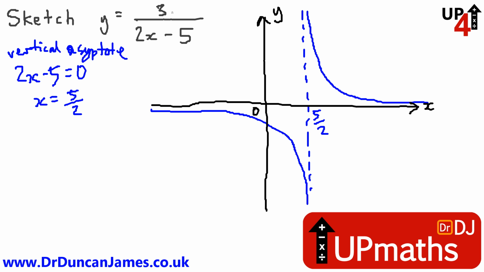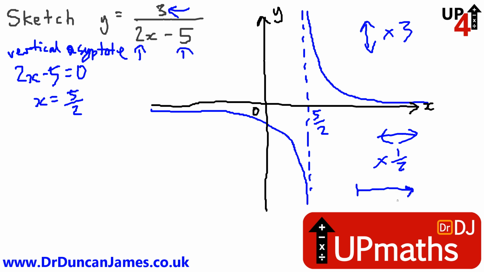What's happened? Well, there's 3 transformations. The whole thing has been times by 3, so that's kind of scaled it in the up and down direction by times 3. It's been scaled in the left and right direction by a half because it does the opposite of times 2, and the minus 5 means it's been shifted to the right by 5. But of course, oh wait a sec, it hasn't been shifted by 5, it's been shifted by 5 over 2.